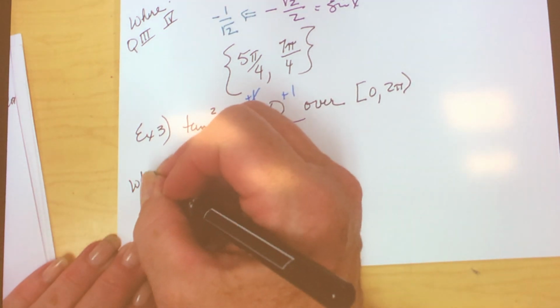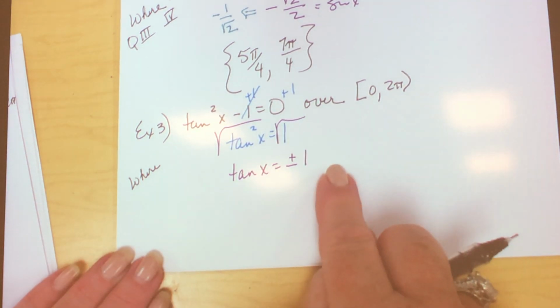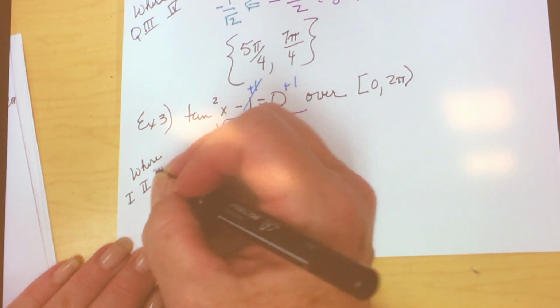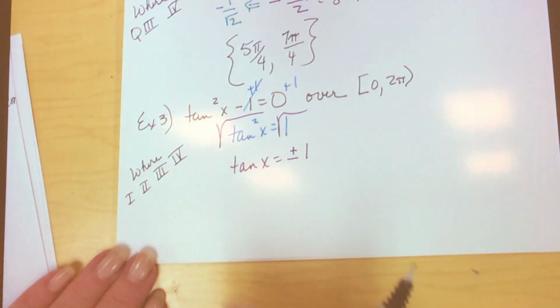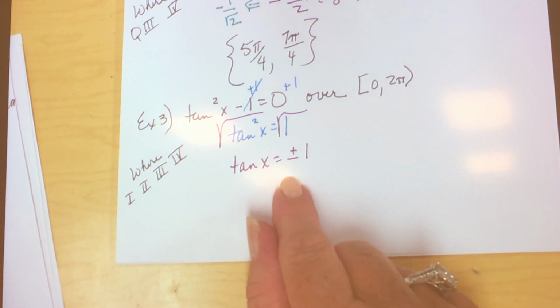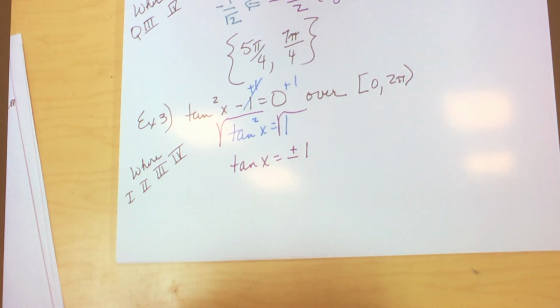Where is tangent positive and negative? 1, 2. There you go. 3 and 3, 4. Okay? So it's in all of those quadrants, positive and negative, because it's plus or minus. The square root of 1 is plus or minus 1. So if it's a plus or minus anything, it's in all 4 quadrants. That's exactly right.